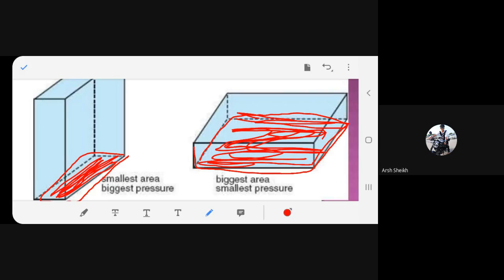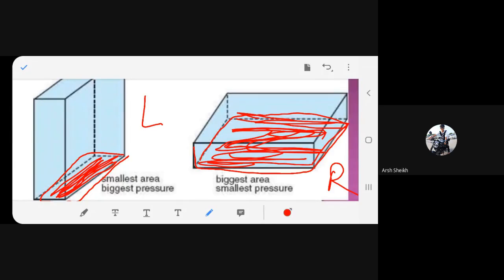So as we know, area is inversely proportional to pressure. We know that, right? So this is the left hand side, and this is the right hand side. On the left hand side, the area is small, so pressure will be high, right? The left hand one. On the right side, area is big, pressure will be small.